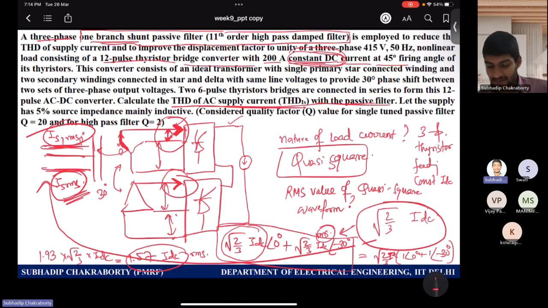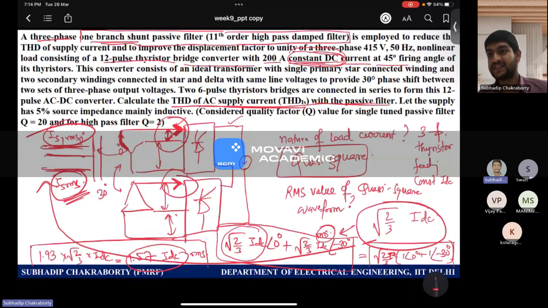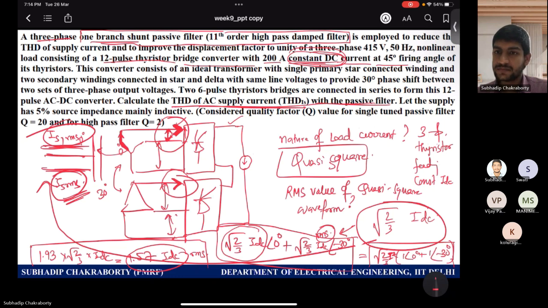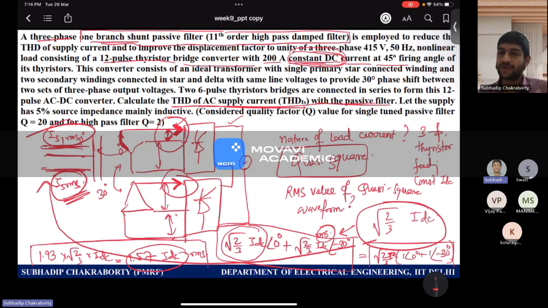None of you did this calculation from here to here. This is very important. That star delta phase shift you incorporate and then add. Don't forget about the answer, 320 ampere. See the concept, because in the exam you have to understand the concept and then attempt. So what I did, you understand, right?